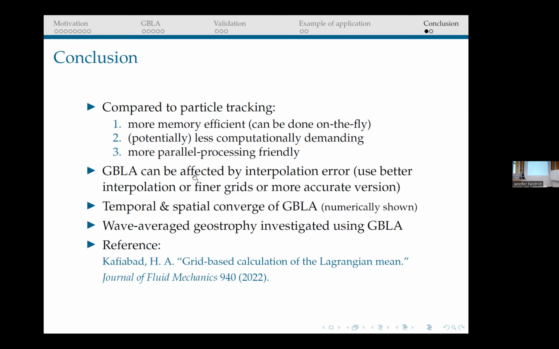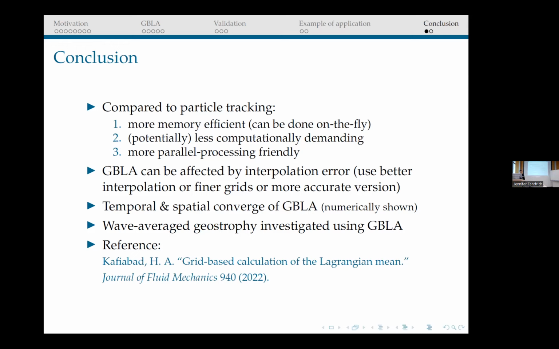GBLA can be affected by interpolation error more than particle tracking, as one of my convergence results shows. So using better interpolation or a finer grid guarantees an accurate result. I've shown temporal and spatial convergence of GBLA numerically, but I haven't proved it mathematically.